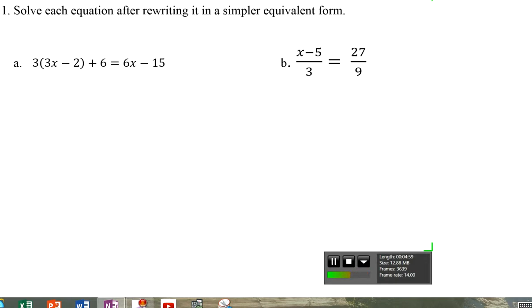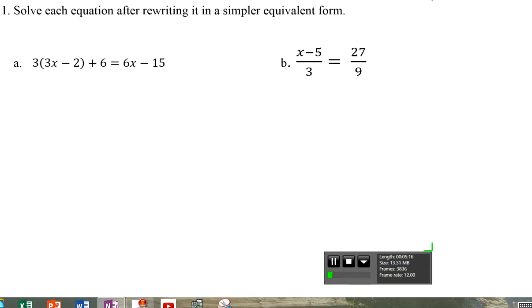So question 11 says solve each equation after rewriting it in a simpler form. And at the end of the day, I looked at all of your work. You guys did pretty good jobs on solving these linear equations at this point.